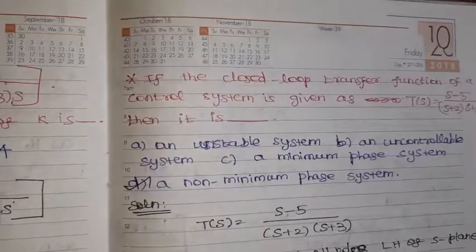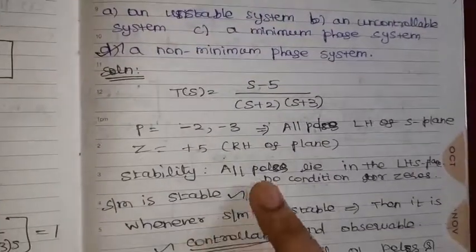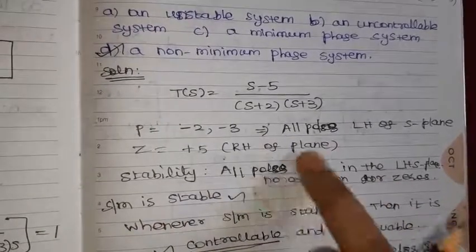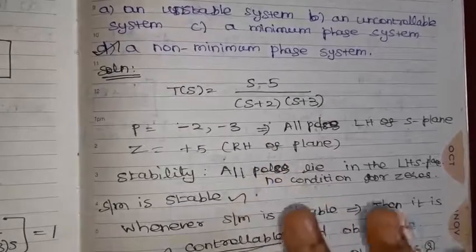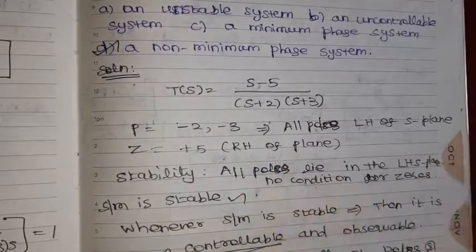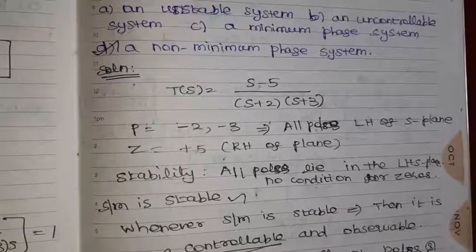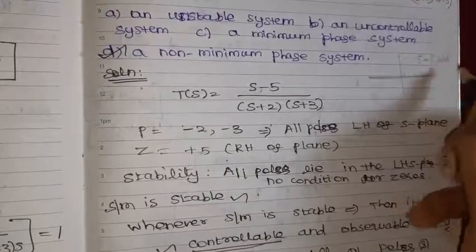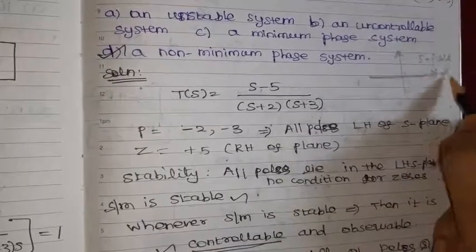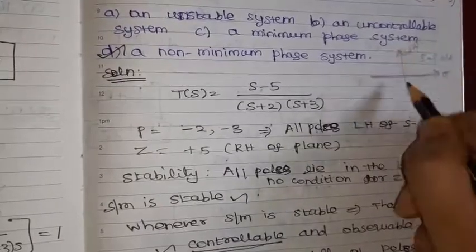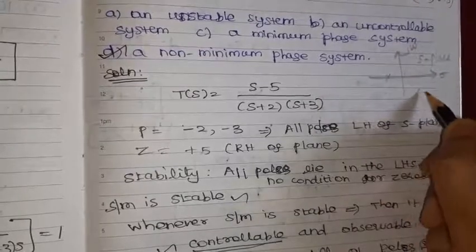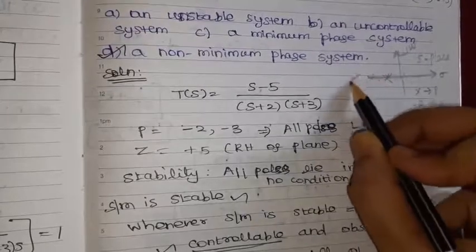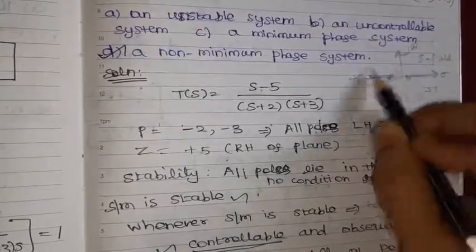So what is the stability condition? All the poles should lie in the left half of the S plane only. This depends only on the poles. Say this is the S plane, this is sigma, the real axis, this is j omega, the imaginary axis. This is the pole symbol, this is the zero symbol. So all the poles should be in the left half of the S plane only. No pole should be in the right half.